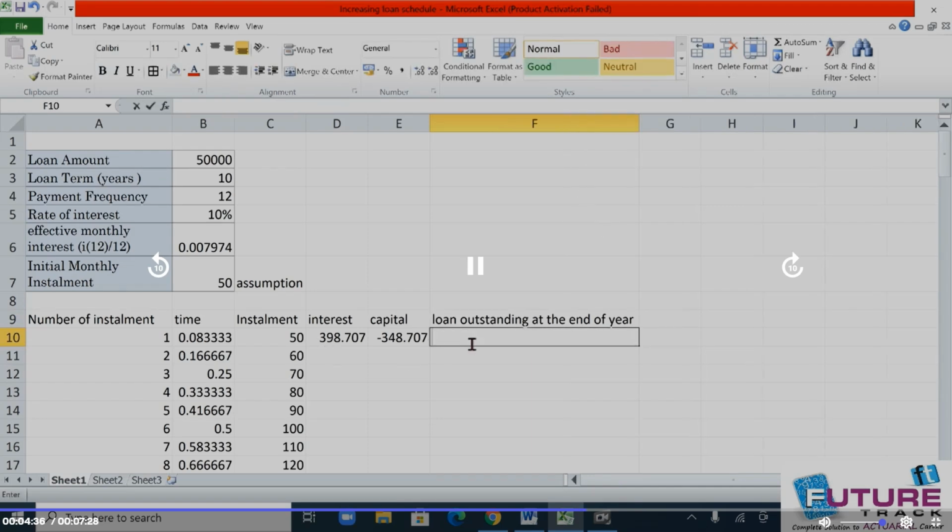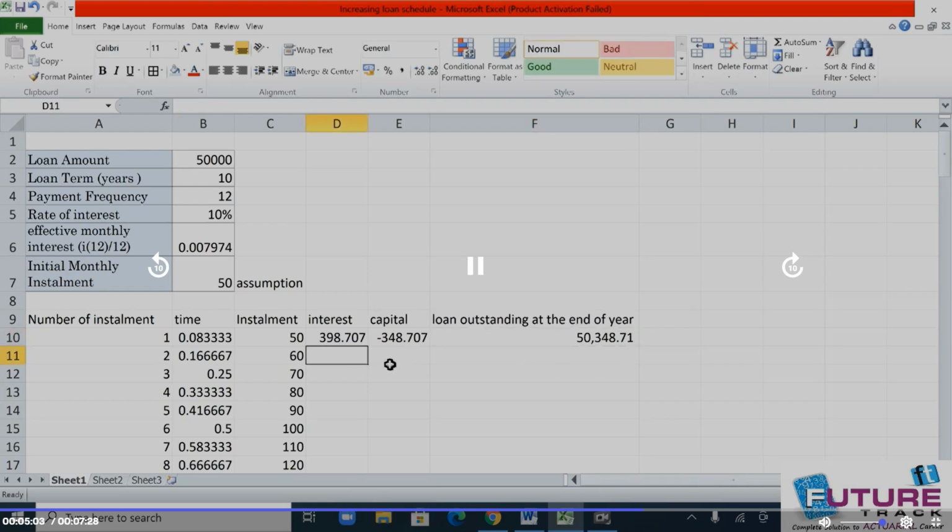So class, we have the formula. This is my initial loan outstanding minus this capital. So since the capital is negative, minus becomes plus. So see, by the end of the first month, your loan outstanding has increased, right? We'll take this. Fine. Any problem with this first part?